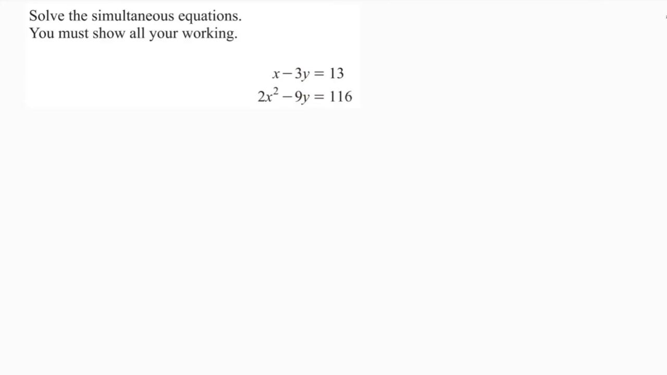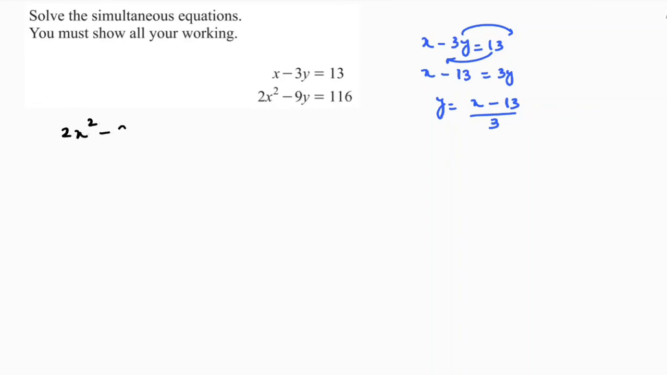So from the first equation, x minus 3y is 13. So 13 I'll bring here, 3y to the other side. x minus 13 equals 3y. So y equals (x minus 13) by 3. So this y value I'll substitute in the second equation, in this one. 2x square minus 9 into (x minus 13) by 3 equals 116.